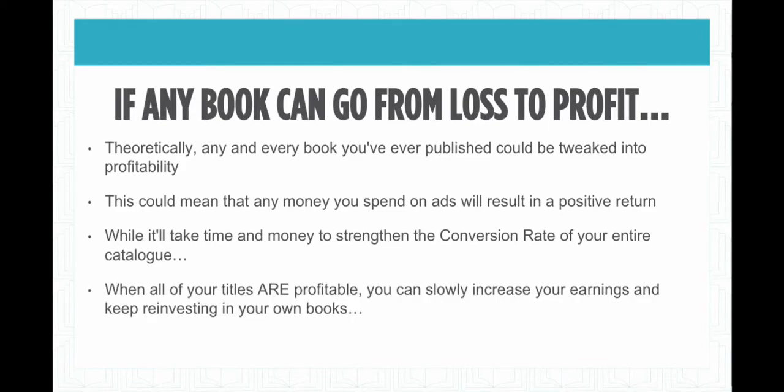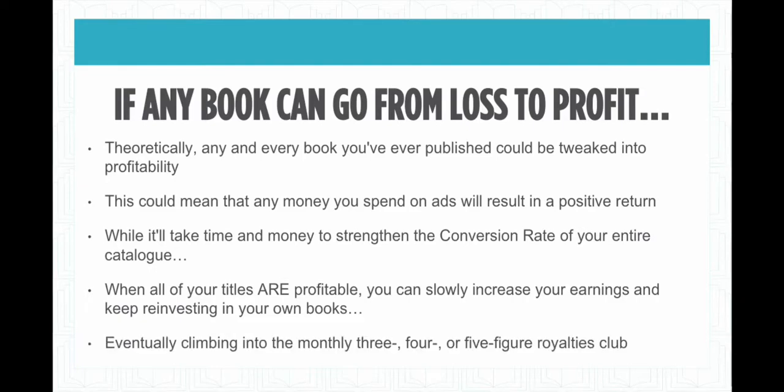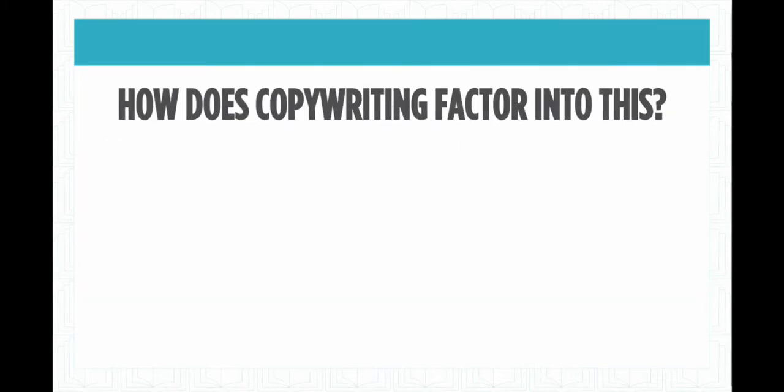If and when all of your titles do become profitable, then you're able to slowly increase your earnings. You're able to reinvest in your own books. Maybe you recover or get new book descriptions for a series that is lagging. You can keep reinvesting and reinvesting to further improve your profit and go from $10 to $100 to $1,000 or more. It starts with getting one book profitable, and then from there, you can reinvest that money into making everything profitable. How does copywriting factor into this?